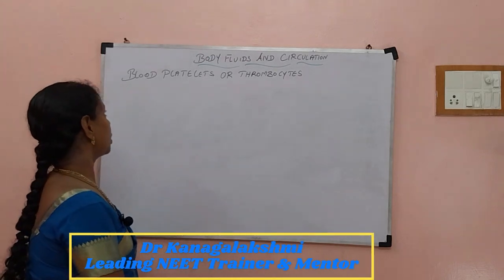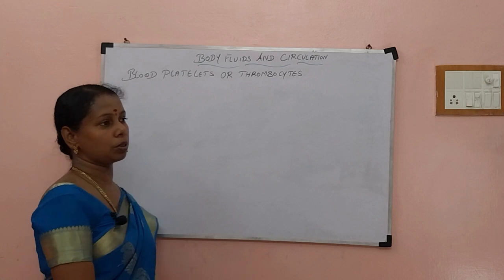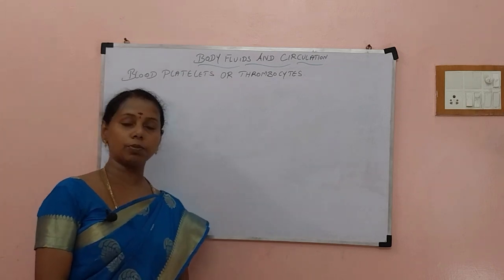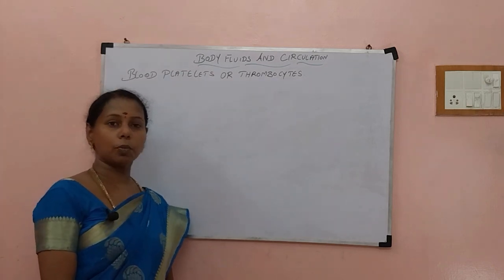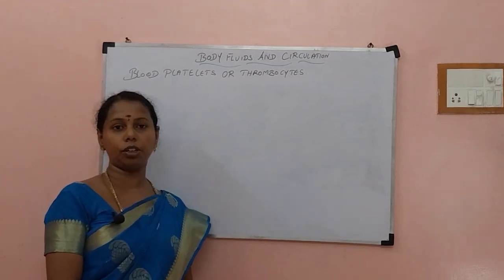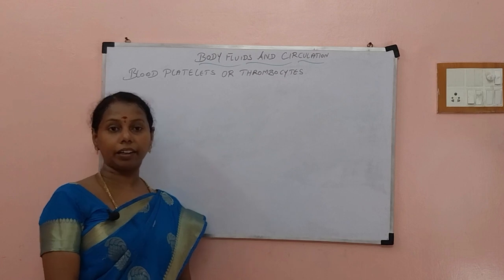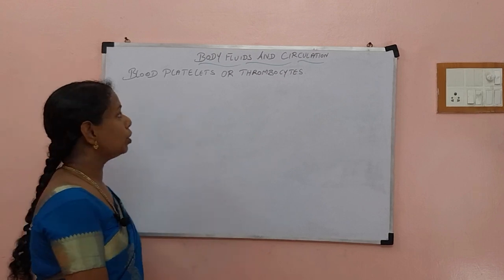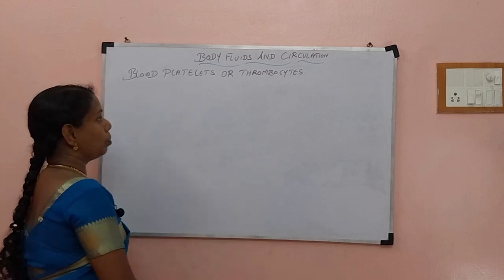Today we are going to discuss blood platelets or thrombocytes. Before that, in the last video we discussed, children, which WBC increased during allergic situation. Yes, it is eosinophilia. Eosinophil is the correct answer. Very good. Keep rocking. So today let us see blood platelets or thrombocytes.